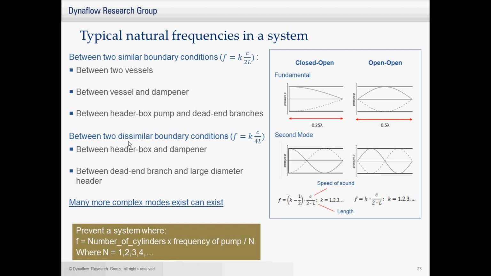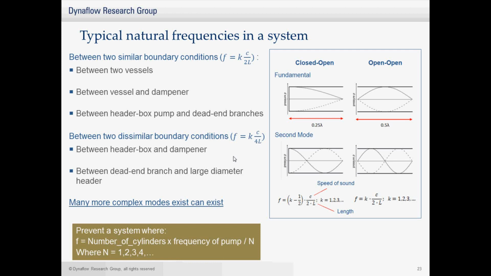Okay, then you have natural frequencies between two dissimilar boundary conditions. This is between a header box and a dampener, so between a fixed flow and a fixed pressure, and also between a dead end branch and a large diameter header. So the large diameter header, most of the time you can see that as almost a constant pressure, because the change in diameter is so large, effectively the branch sees almost a constant pressure. And again, many more complex modes can exist, and definitely for more complex systems you cannot just estimate the natural frequencies in a system just by looking at it.